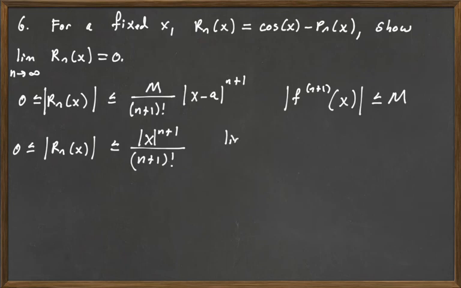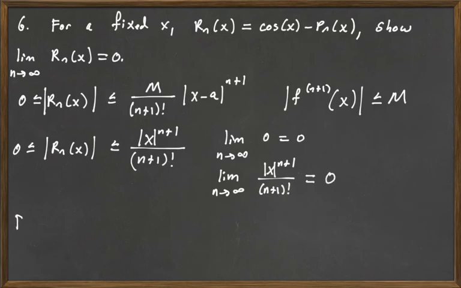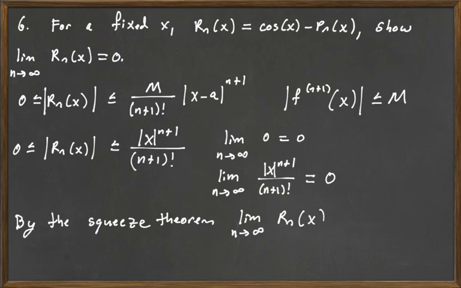Now, we know that the limit as n goes to infinity of 0 is 0, and the limit as n goes to infinity of the absolute value of x to the n plus 1 over n plus 1 factorial is going to be equal to 0. So by the squeeze theorem, the limit as n goes to infinity of the nth remainder is going to be equal to 0. And so that's what we want.